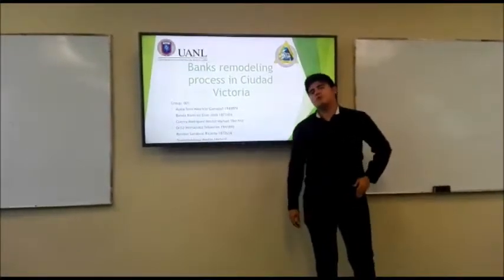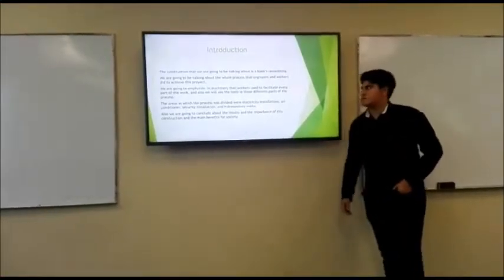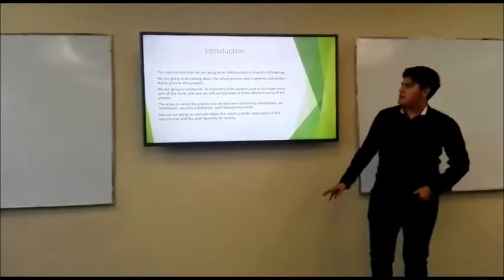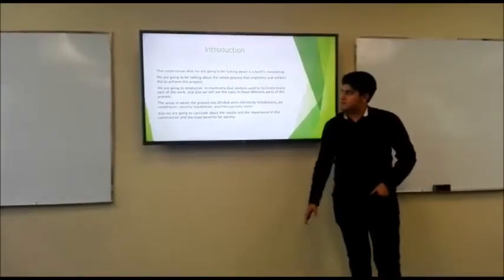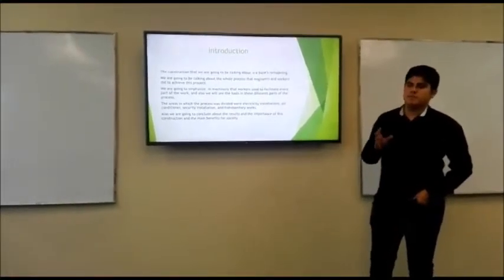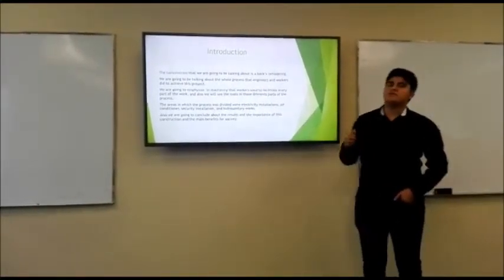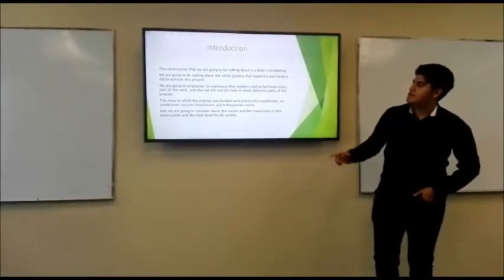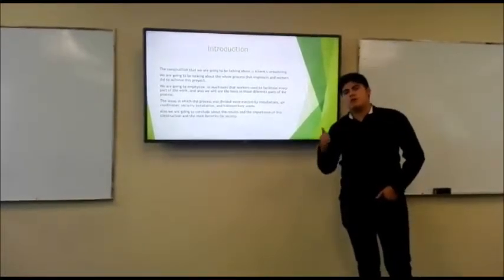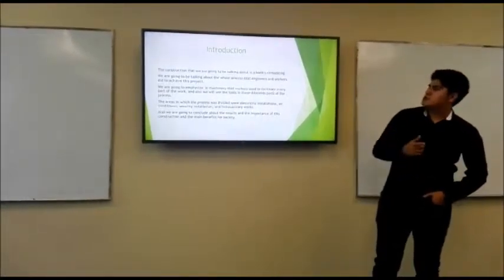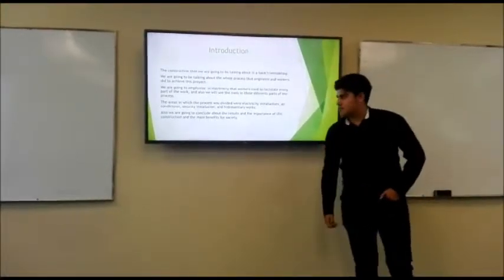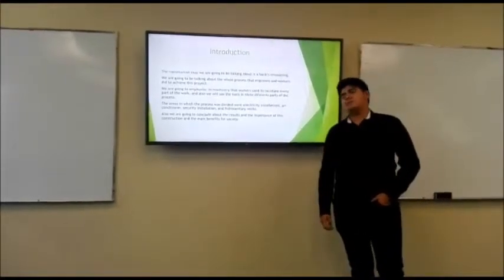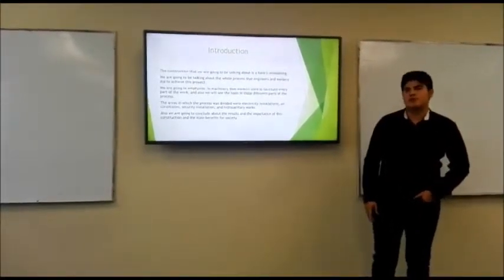The construction that we are going to be talking about is a bank remodeling. We are going to be talking about the whole process that engineers and workers did to achieve this project, and we are going to emphasize the machinery that workers use to facilitate every part of the work, and also the tools used in this project. The areas in which the process was divided were electricity installation, air conditioner, security installation, and hydrosanitary works. Also, we are going to conclude about the results and the benefits for society.